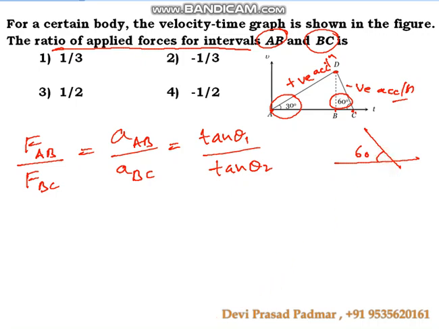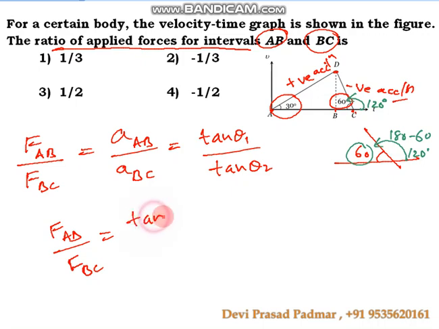As I said, we need to calculate the slope. That means you need to consider only this angle. So if this is 60 degree, what about this angle? As I said, 180 minus 60, that means 120 degree. Therefore, this angle will be equal to 120 degree. Correct? So we can rewrite this. FAB divided by FBC is equal to tan 30 degree from A to B, divided by tan theta 2 from D to C, which is negative acceleration, where theta is 120 degree. I hope it is clear.